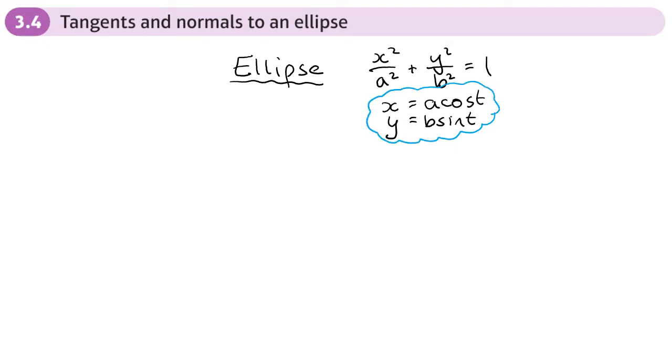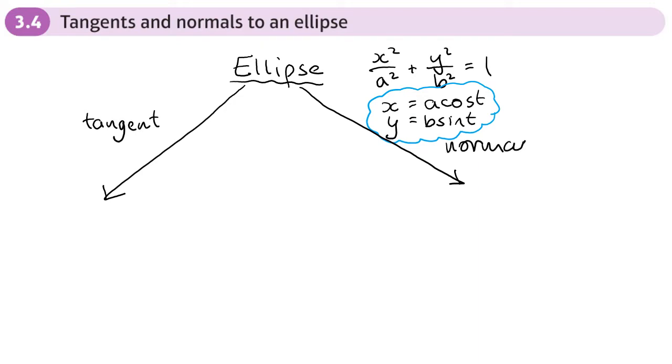the formula that gives us either the equation of a tangent or the equation of a normal. So let's go through what these are. We will be proving at least one of these in a moment. I think the equation of a normal will do.